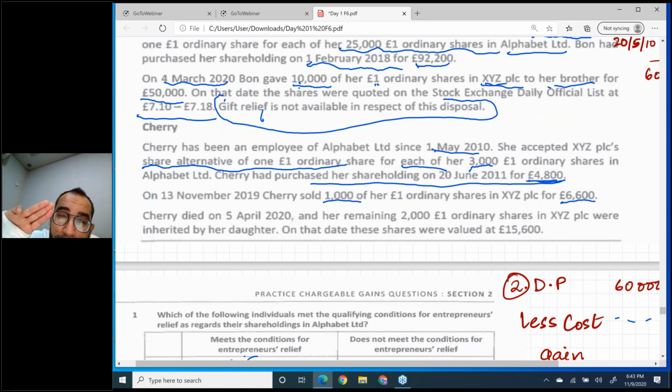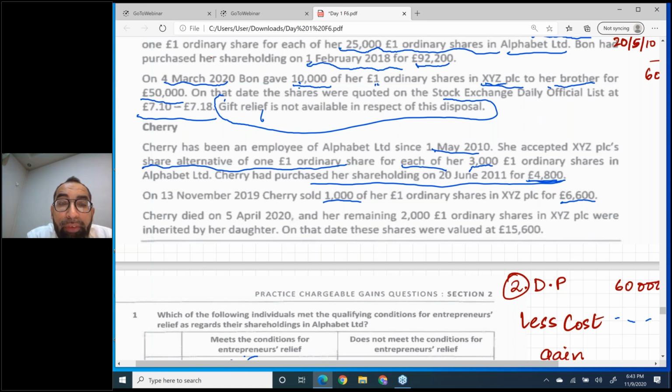He had total 3000 shares. He sold 1000. Now how much is left? Only 2000 shares are left. Okay. Now Cherry died on 5th of April 2020.